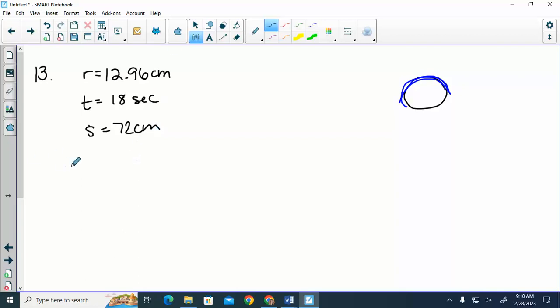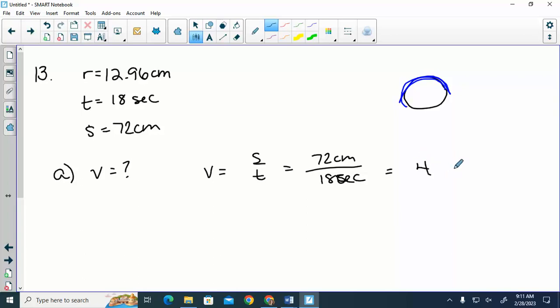So part A wants the linear speed, so we're looking for V. We could do V equals S over T. Yes, 72 centimeters over 18 seconds. So if we reduce, that gives us 4 centimeters per second.